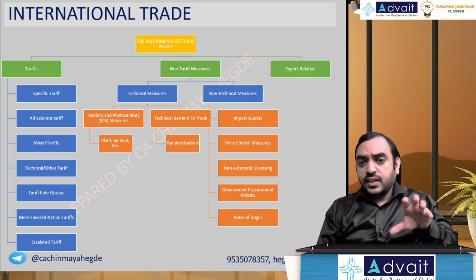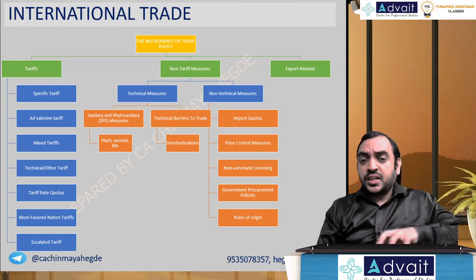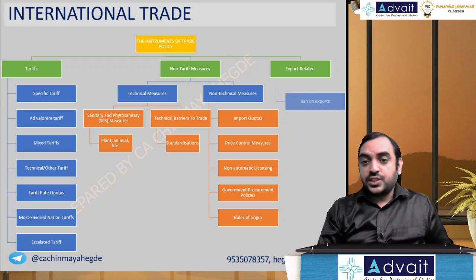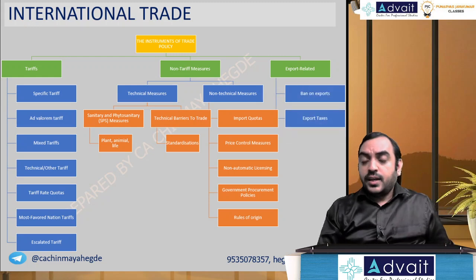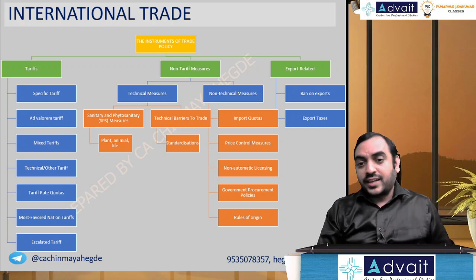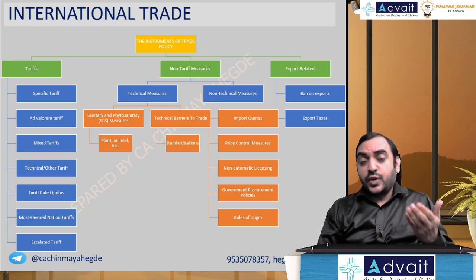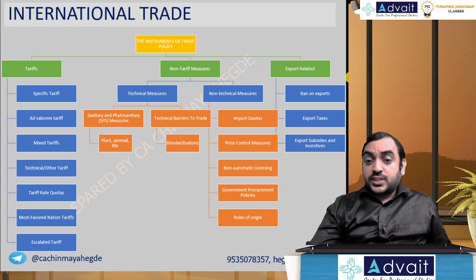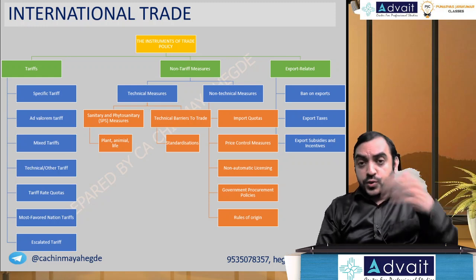Rules of origin, so only if it is from certain countries we can accept, if it is from China we don't accept. Things can also be a ban on export, like the example I gave you earlier, the Covaxin. Export taxes, if you export beyond a certain limit you have to pay tax. Export subsidies, if you do more exports you get subsidies.